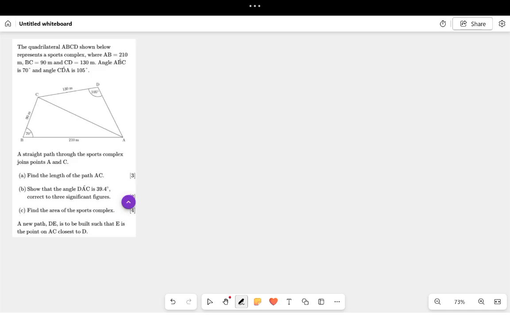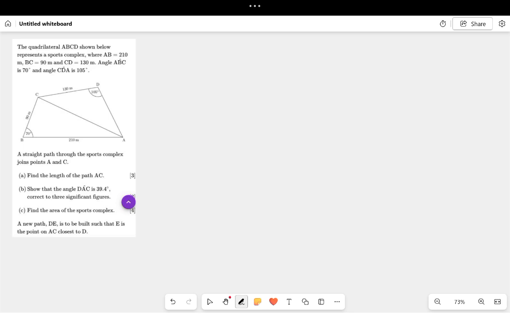This is one of the most popular questions in GCSE. It's about a quadrilateral and it has three sides. One side is 210, another one is 90, another one is 130 meters. And then we have two angles, 70 degrees and 105. All right, let's try part A of the question.